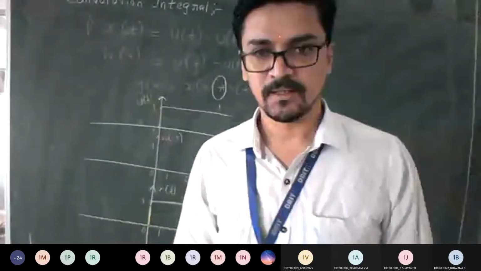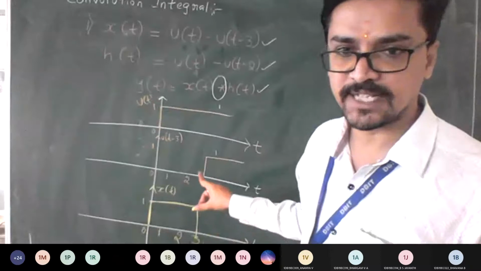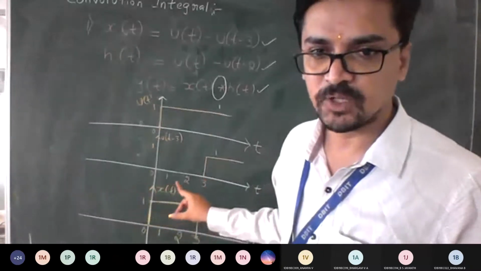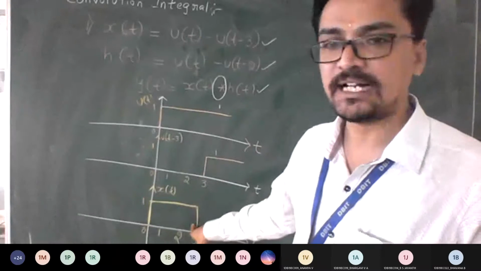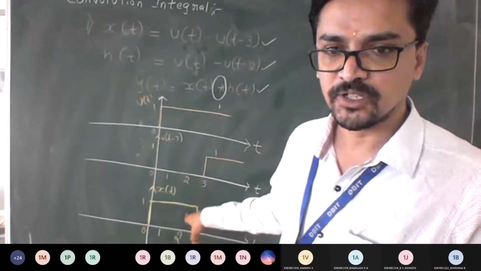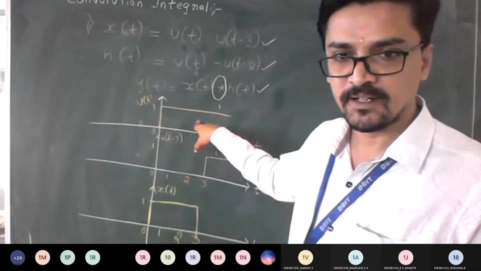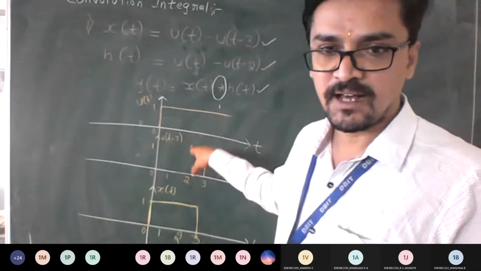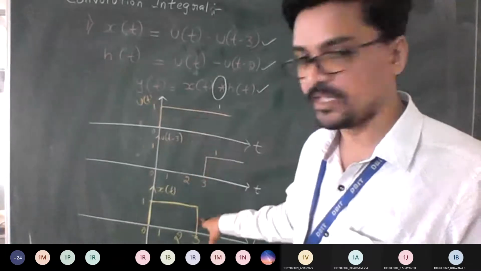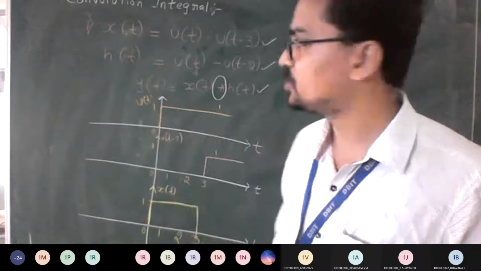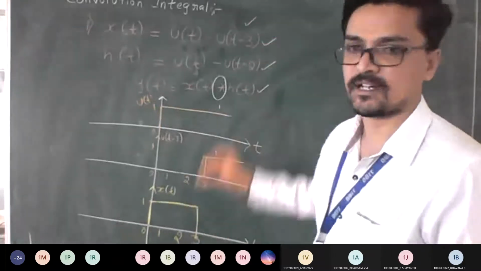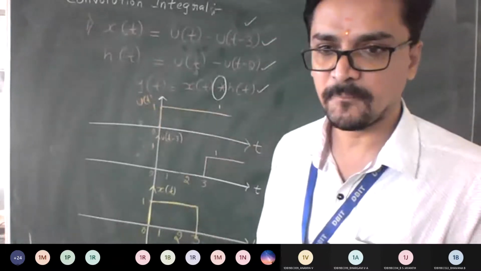Any doubts, anyone, on how to plot x of t? Since they have asked you to sketch, the marks will be 10 to 12 marks. So try to write the things step by step. Don't write x of t directly by seeing the equation. You need to show u of t, then u of t minus 3. After subtraction, show how the x of t signal looks like. This is what you need to represent to sketch this x of t. Is it okay till here?